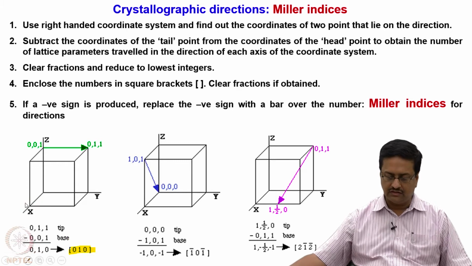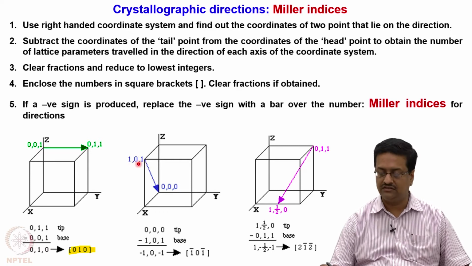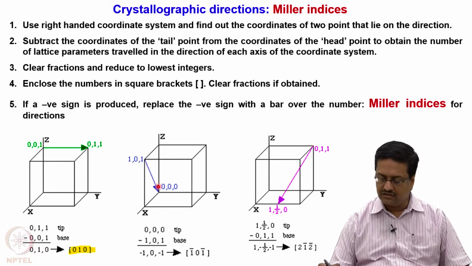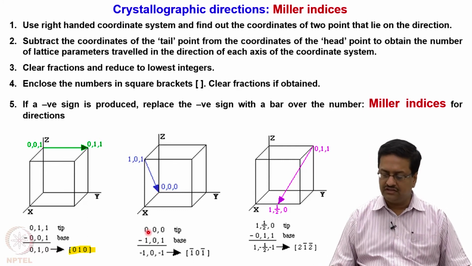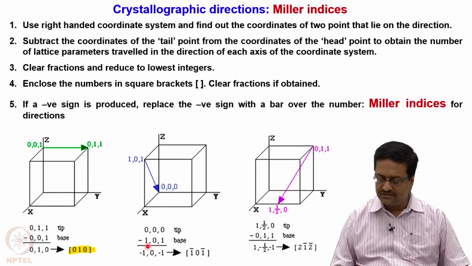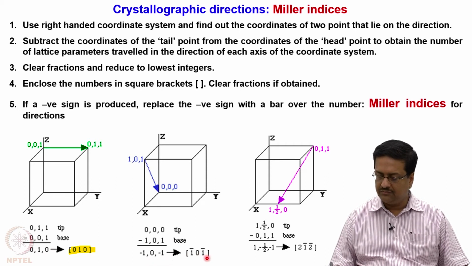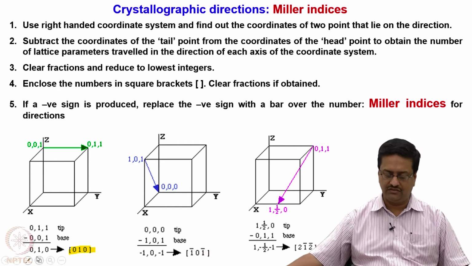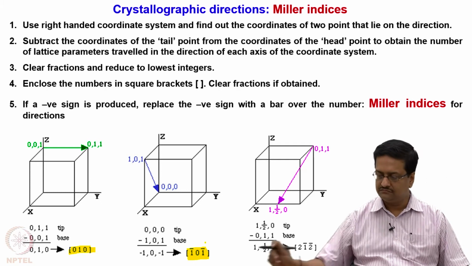Let us see the second one. Here the direction is from this corner, which has coordinates 101. From there we are trying to find out the direction towards the origin. So, the origin is the tip, the base is 101. On subtraction we have -1, 0, -1. When we represent it within the square bracket, the Miller indices for that direction are [1 bar 0 1 bar].